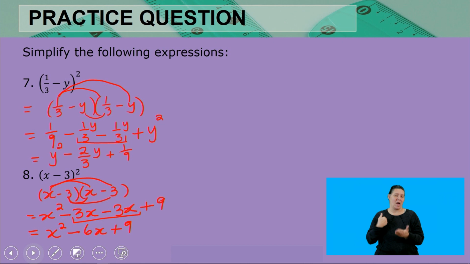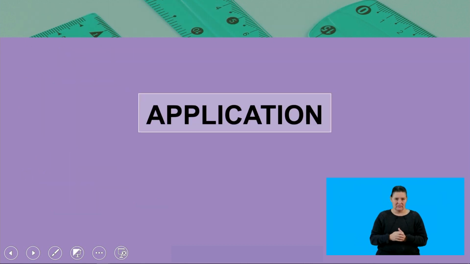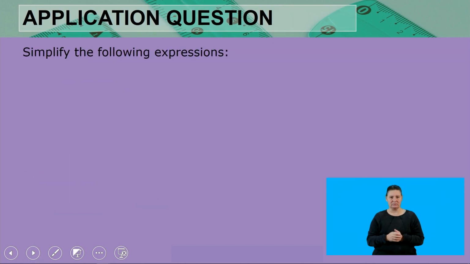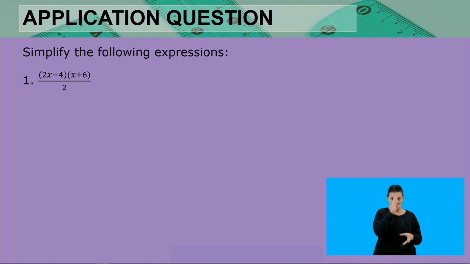Let's go on to more application questions. So we're still simplifying, but now we are going to apply everything that we've learned into more expressions. Let's look at this first one. We have two binomials as a numerator, and as a denominator we have a constant. So that 2 is a divisor for each of those binomials.